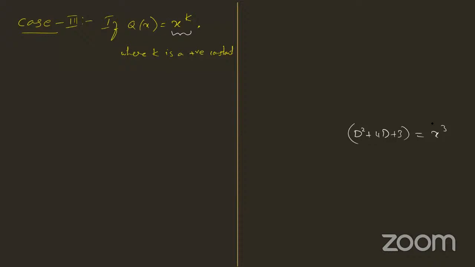When you have an algebraic expression of this kind on the right side, we have an advantage. You see, if you differentiate x to the power of 3 once, what happens? It becomes 3x square. And if you differentiate x cube for the second time, it becomes 6x. Then if you differentiate it for the third time, it becomes a constant, 6.